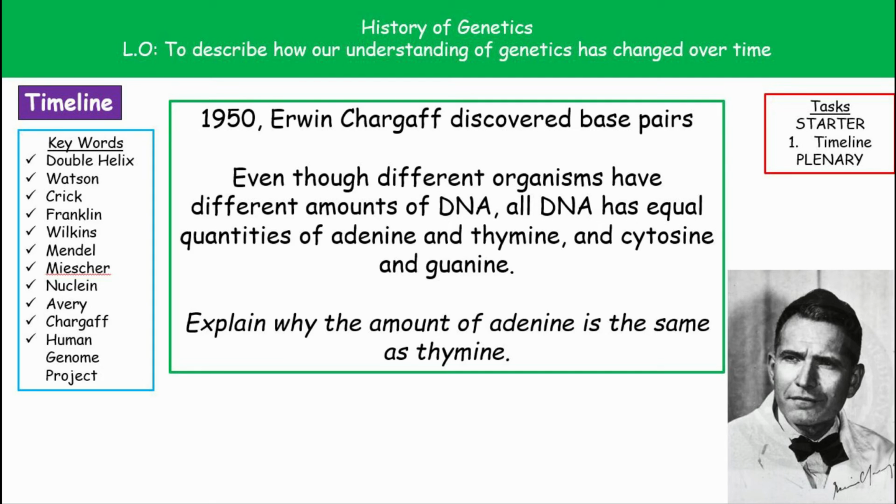So even though the overall amount of DNA may have been different, the proportion of adenine to thymine was always the same, and the cytosine to guanine always the same. So see if you can answer the question at the bottom when you've summarised.